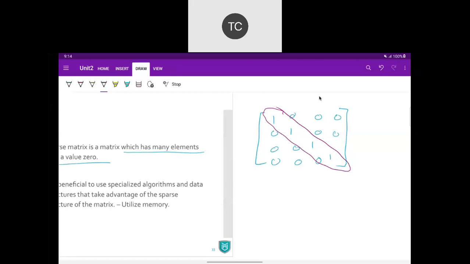Now, do I need to store those zeros here? If I know that I'm going to have elements in the principal diagonal only, then do I need to store the remaining zeros? Is it necessary?